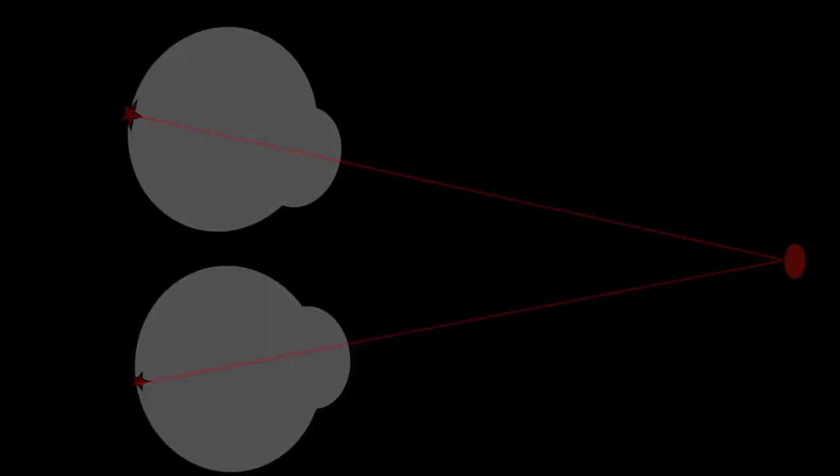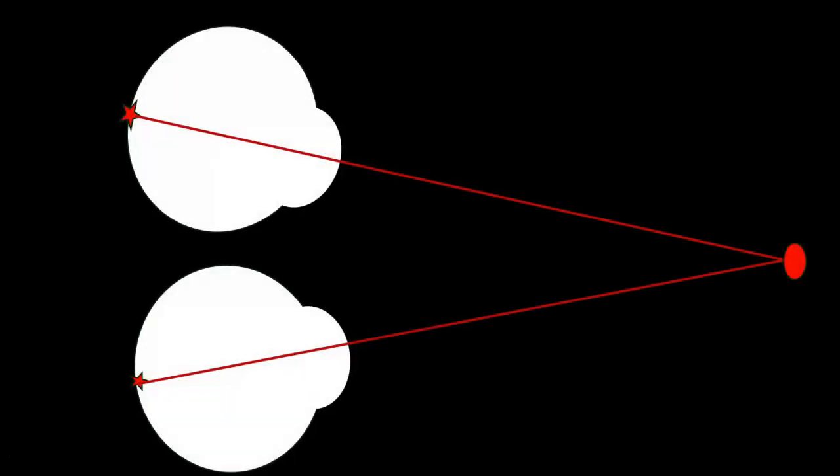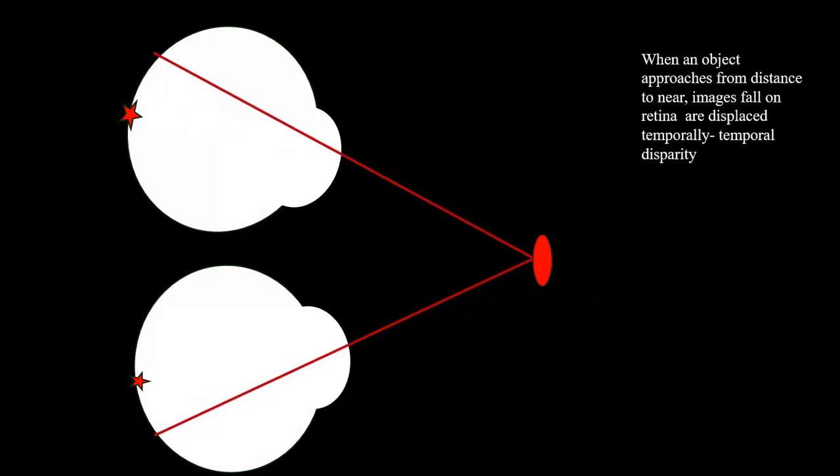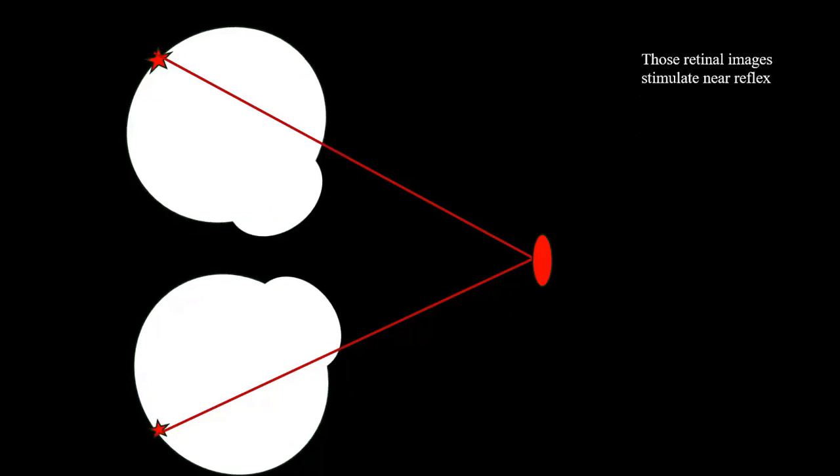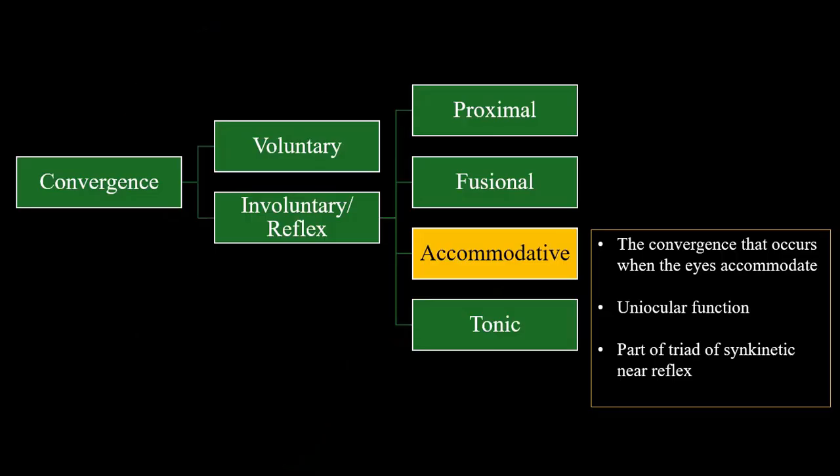What is this bitemporal disparity? Suppose we have an object which moves from distance to near, both the rays are falling on the temporal retina. So that is the bitemporal disparity. Now to focus the rays on the macula, both the eyes start converging. Next is the accommodative convergence. The convergence that occurs when the eyes accommodate is called the accommodative convergence.